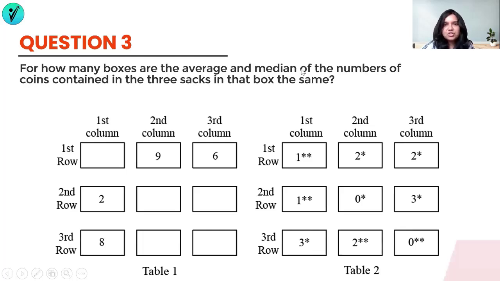For how many boxes are the average and median of the numbers of coins contained in the 3 sacks in that box the same?